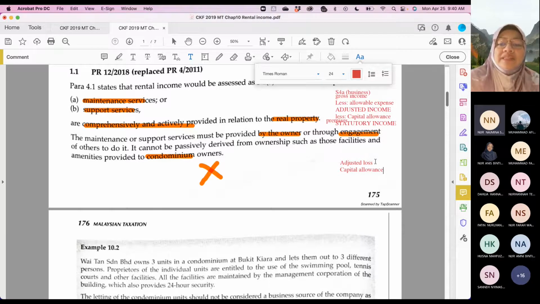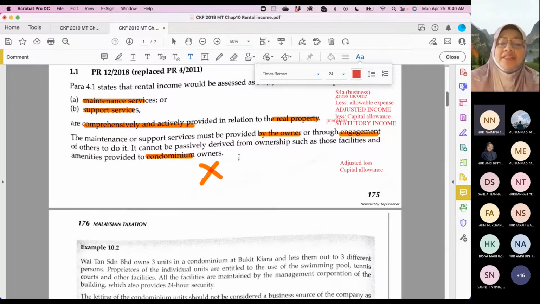And remember that if the losses used to set off against your aggregate income are not fully utilized, you can carry forward to next year. Next year, it becomes loss brought forward to be set off against your aggregate statutory income. So that's the good thing about having income under section 4A.